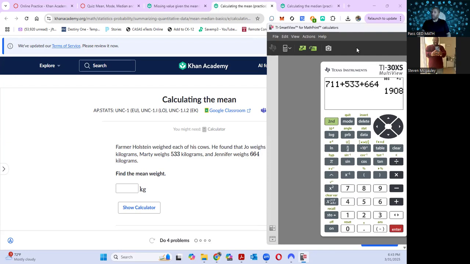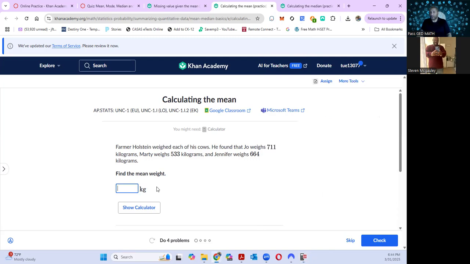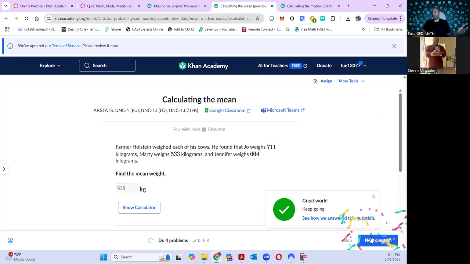1,908. That's my total. And then what do I need to do to find the average? Divide by how many? 3. Great. So the answer to number six, find the mean, is what? What's the mean weight? 636. There you go.